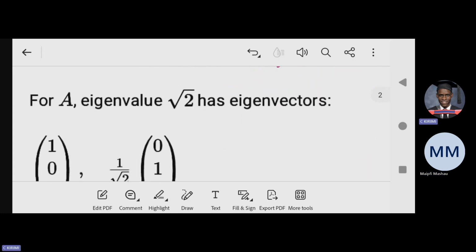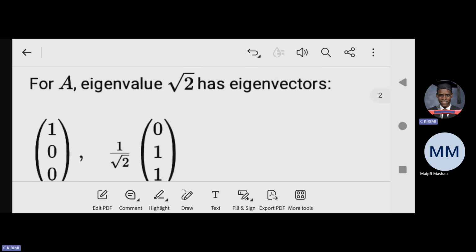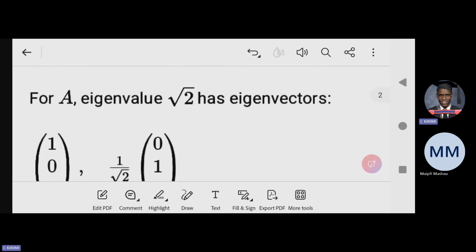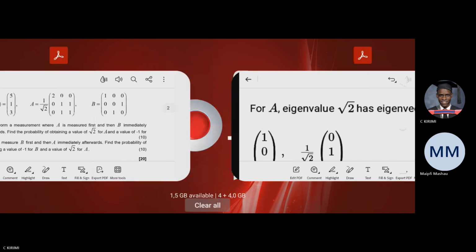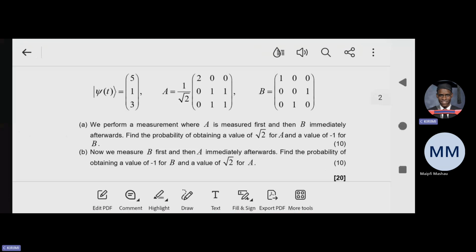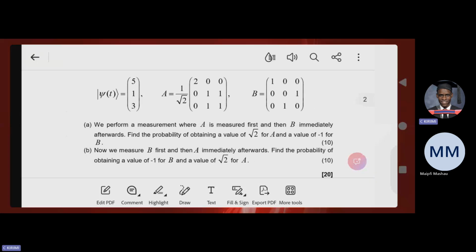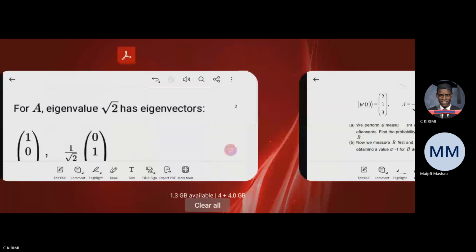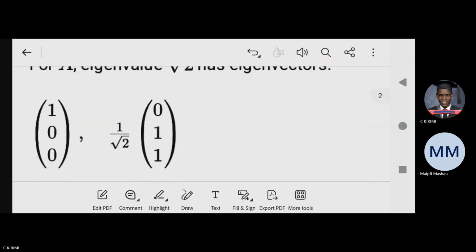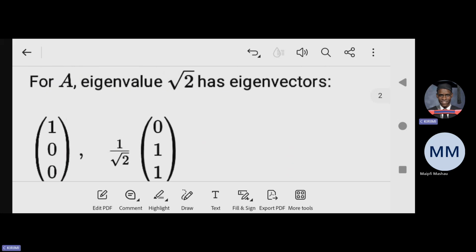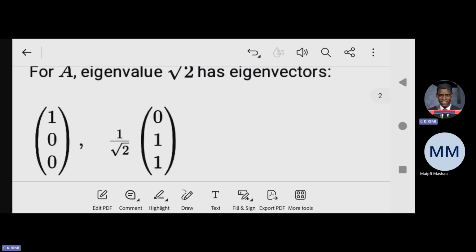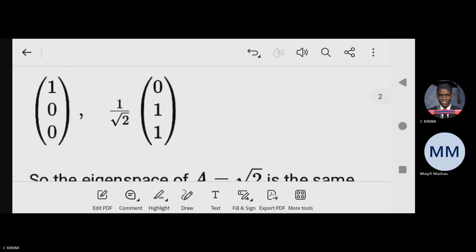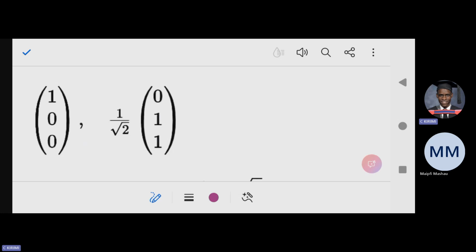For A, eigenvalue root of 2 has an eigenvector. So which means for our A, this is our A: 0, 2, 0, 0, 0, 1, 1, 0, 1, 1. And then we have our eigenvectors, 0, 1, 1, and 1, root of 2, as our eigenvectors for A. All of these give us a unit vector for A.